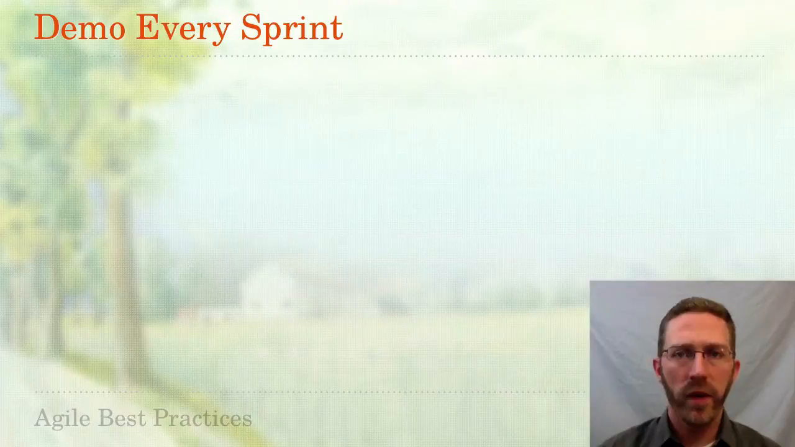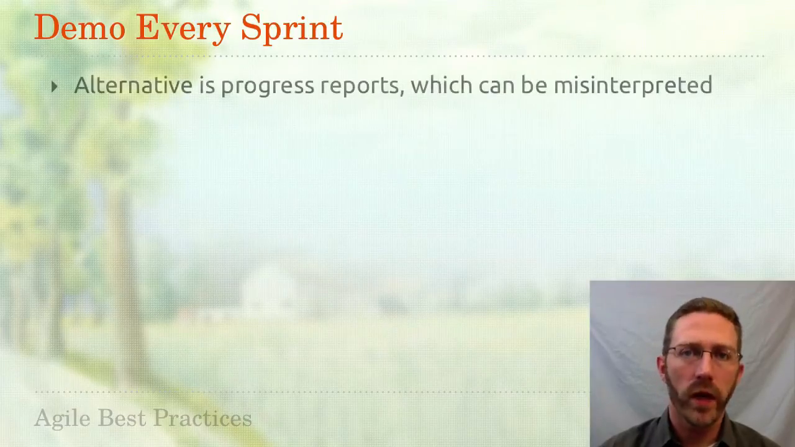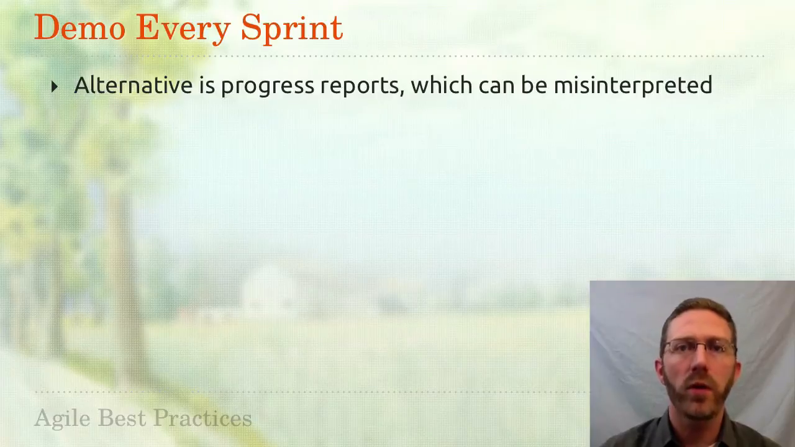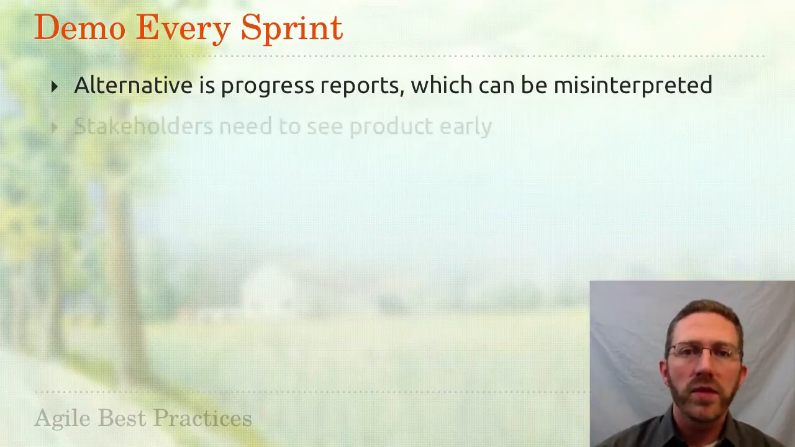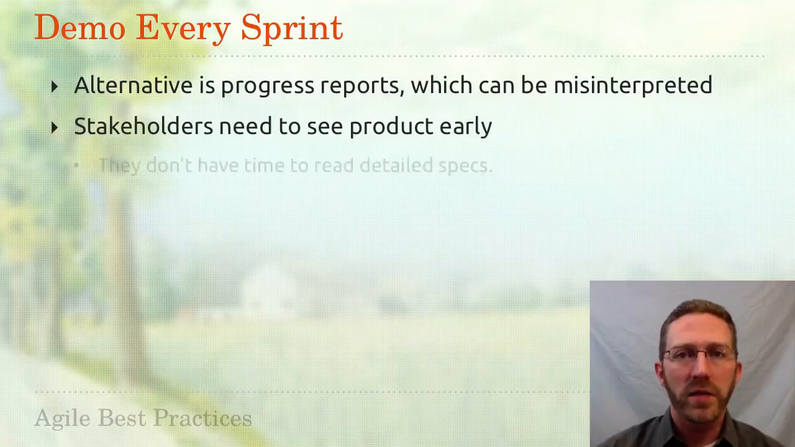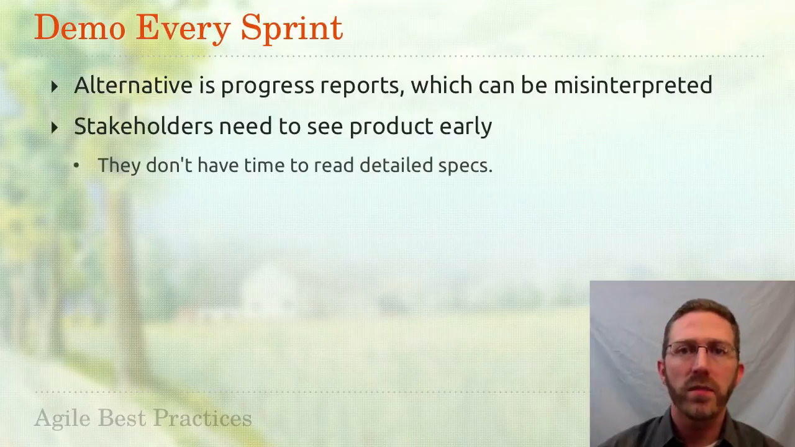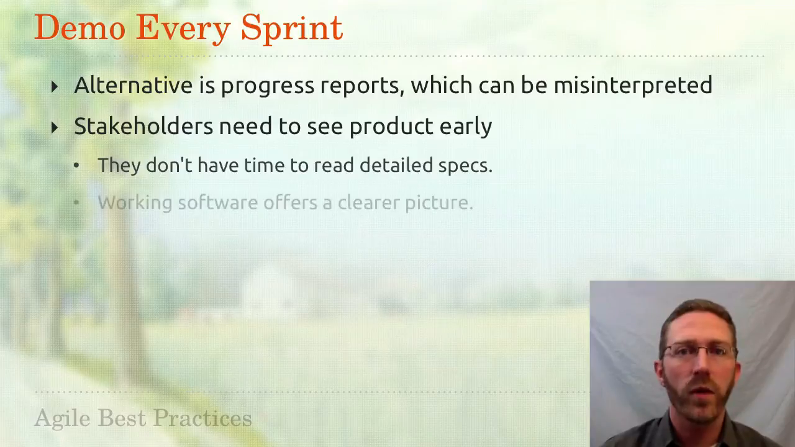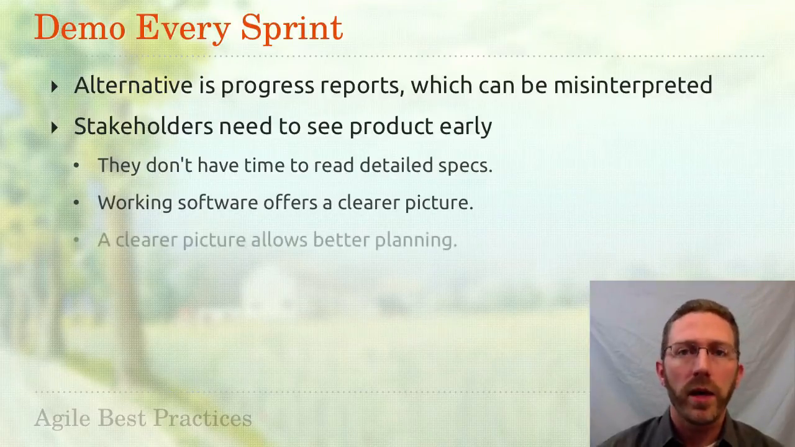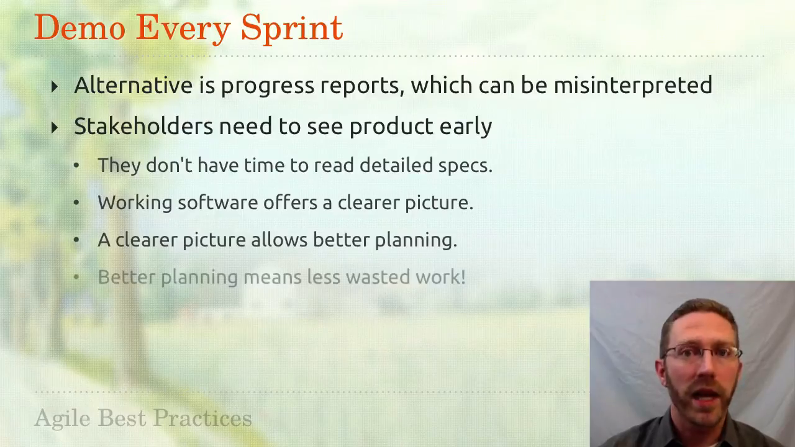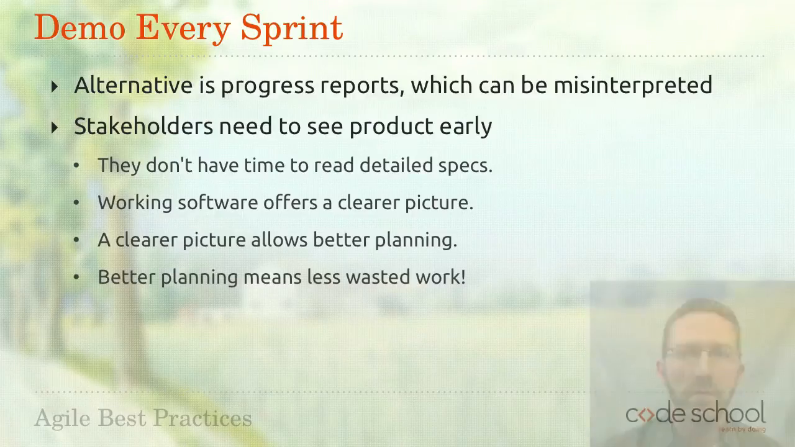Agile development frameworks have a requirement that progress be demonstrated every iteration. The only alternative to this is long-winded progress reports, which can easily be misinterpreted. Stakeholders need to see the product as early as possible. They don't have time to read detailed specs. Besides, working software offers a much clearer picture of how everything will work. A clearer picture allows better planning, and better planning means less wasted effort.